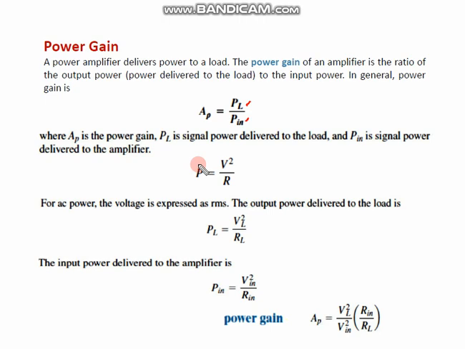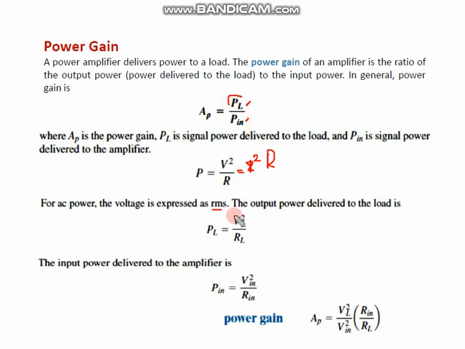So by definition, we can see how power is defined. Power is defined as V square divided by R, or it is also defined as I square R. Remember that in terms of current, I can also say this is I square R. Now, since this is AC power, we express the voltage in RMS, which is the root mean square.